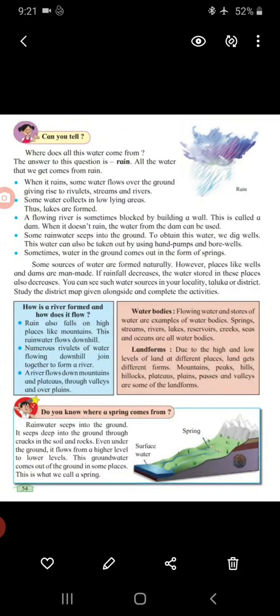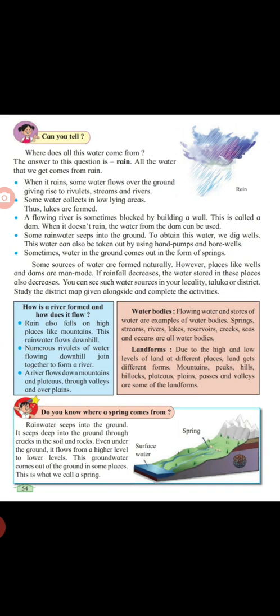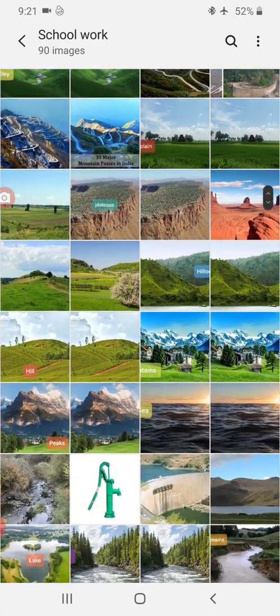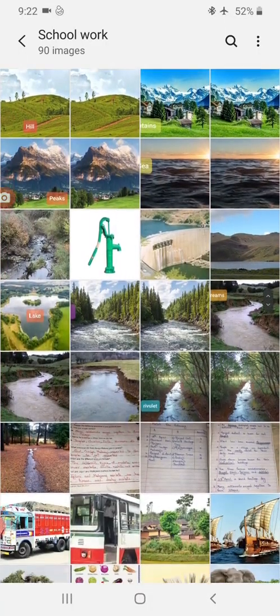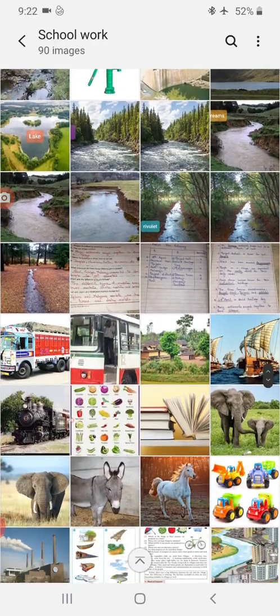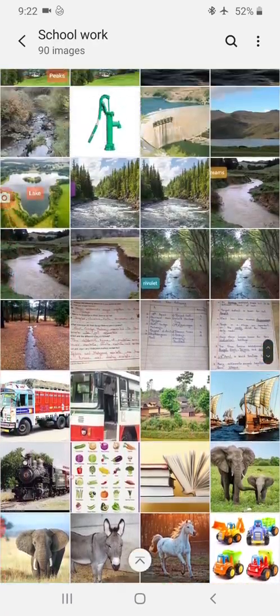To obtain this water, we dig wells. This water can also be taken out by using hand pumps and bore wells. Okay, so some water goes inside the soil in the ground. Okay, so some people dig wells. You all know wells, right children? These are the wells. Some people used wells.